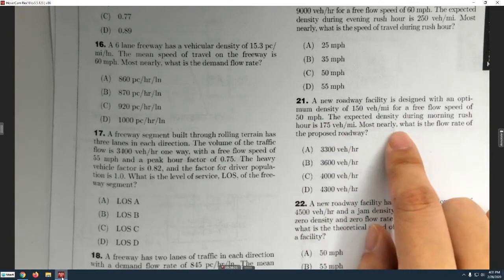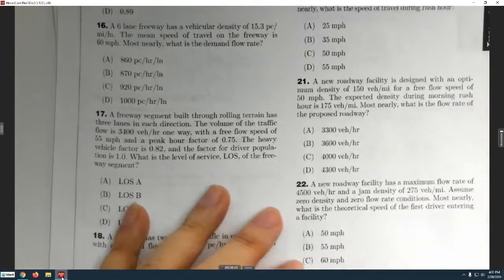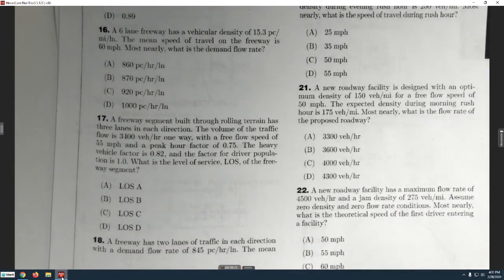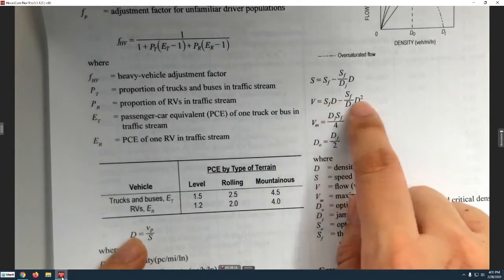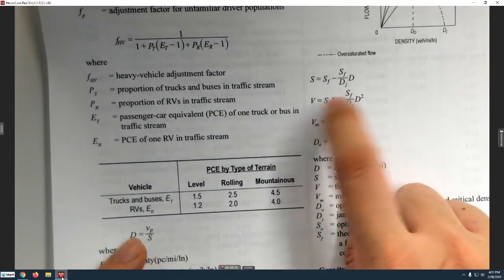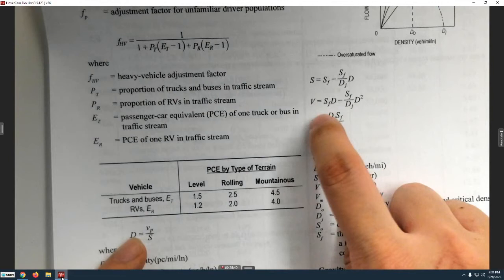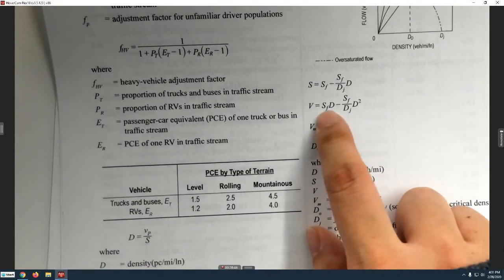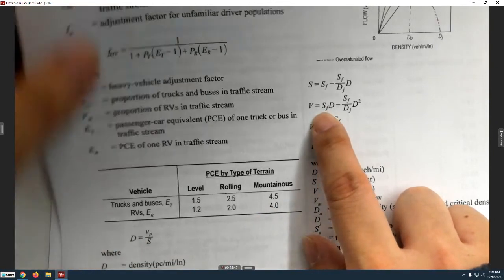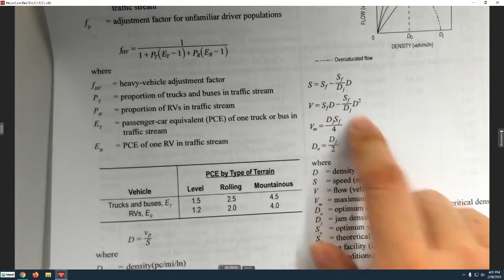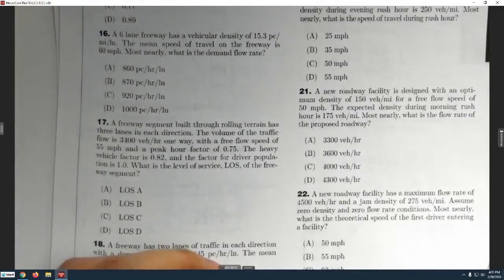So to get it, jam density is 300, and then same thing, you use the Greenshields model. In this case, this one gives the flow rate. Okay, so you have the free flow speed, you have the density, you have the jam density. Do the calculation of the flow rate.